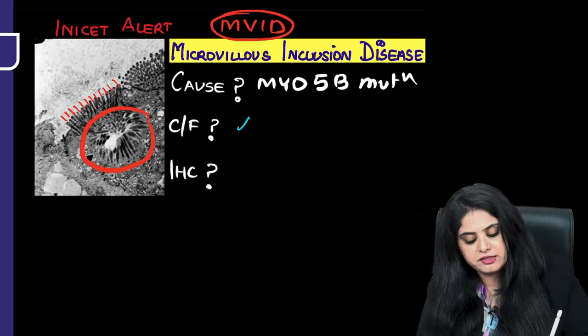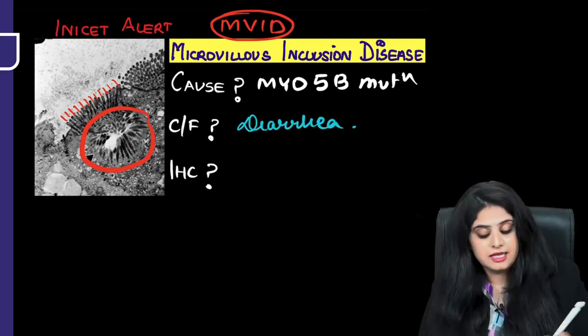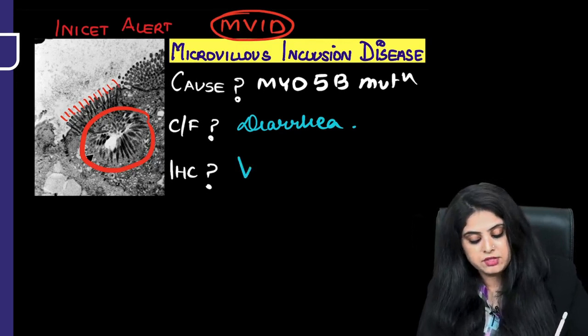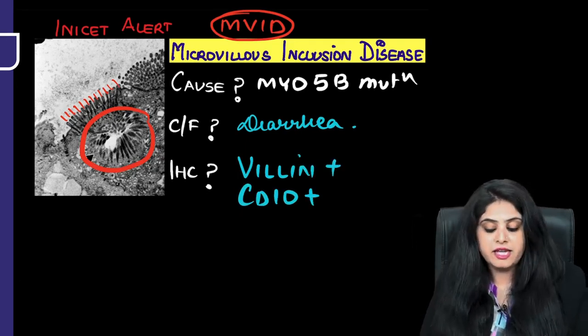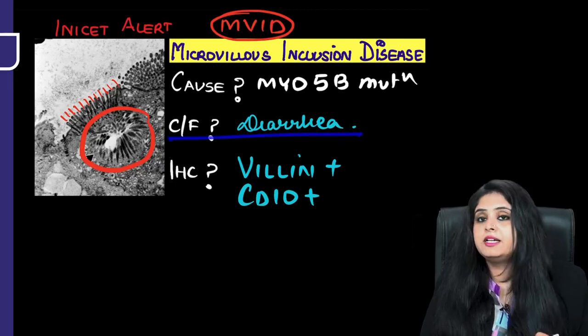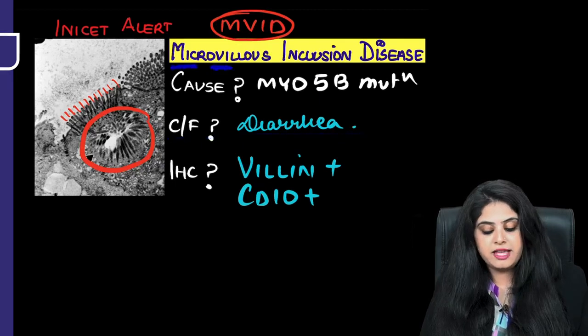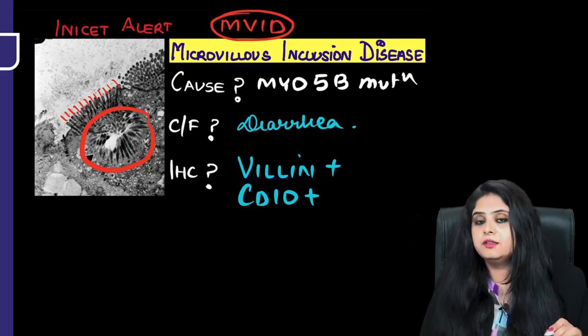Clinical features, of course, there is intractable diarrhea that the child is going to have right after birth. And remember, there is going to be positivity for villin protein and CD10 protein. Villin and CD10 are going to be positive. Again, as I said, there is intractable diarrhea, which is microvillus se MY wala mutation yaad rahega. Villus se you will learn villin is the protein.